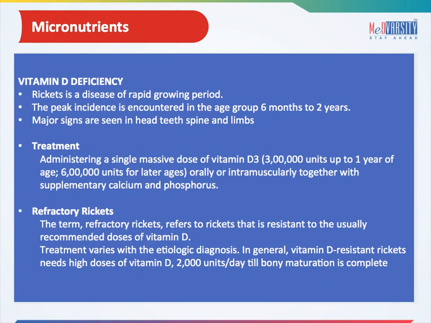Vitamin D deficiency. Rickets is a disease of the rapid growing period. The peak incidence is encountered in the age group 6 months to 2 years. Major signs are seen in the head, teeth, spine, and limbs. Treatment: administering a single massive dose of vitamin D3, 300,000 units up to 1 year of age, 600,000 units for later ages, orally or intramuscularly, together with supplementary calcium and phosphorus.